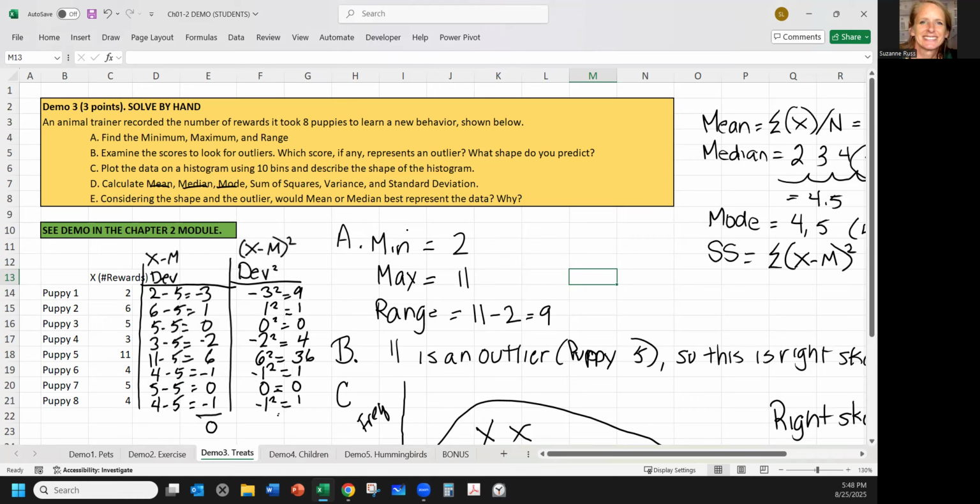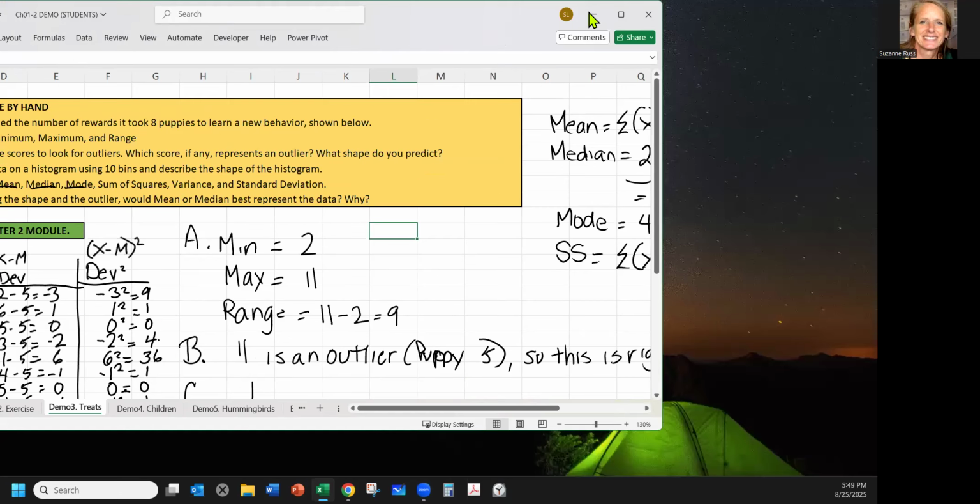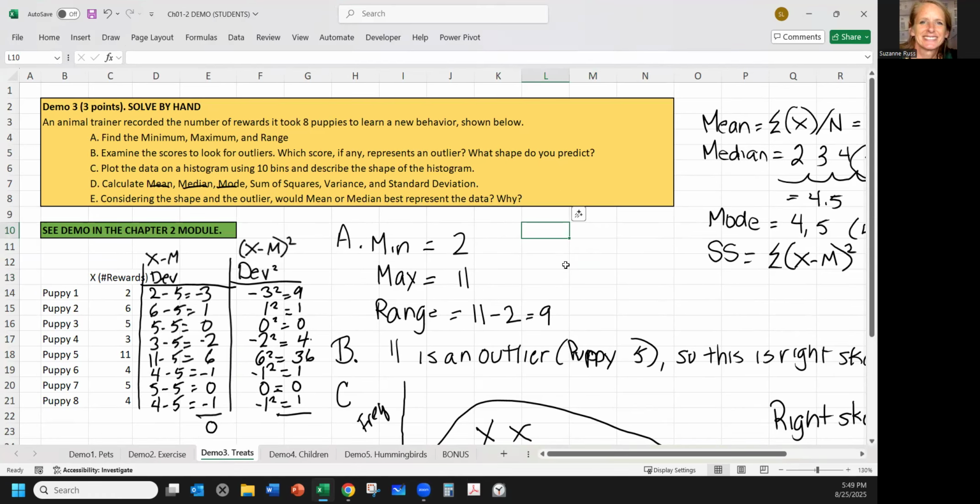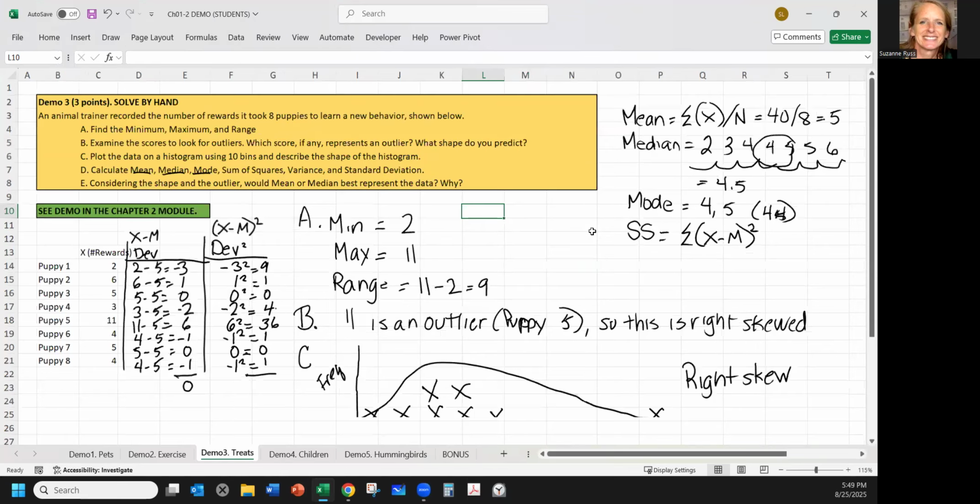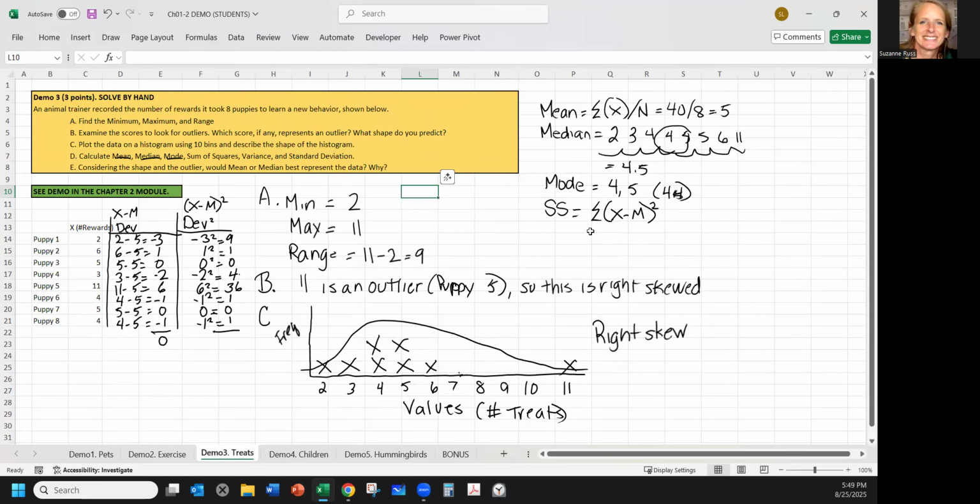And so now our sum of squares is the sum of all this. 36 and 4 is 40. 9 and 1 is 10. 52 looks like the answer. Sum of squares is 52. I'll drag my screen over so we can see, and zoom out just a little bit again. So sum of squares is 52.